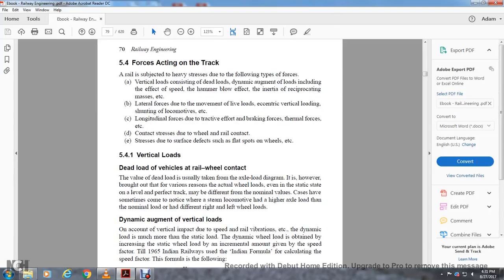5.4.1 Vertical loads. Dead load of the vehicles at the wheel contact. The value of the dead load is usually taken from the axle load diagram. However, for various reasons, actual wheel loads, even on a perfectly level track, may be different from the nominal wheel load. This happens sometimes, as has come to notice, when a steam locomotive has a higher axle load than the nominal load, or has different right and left wheel loads.